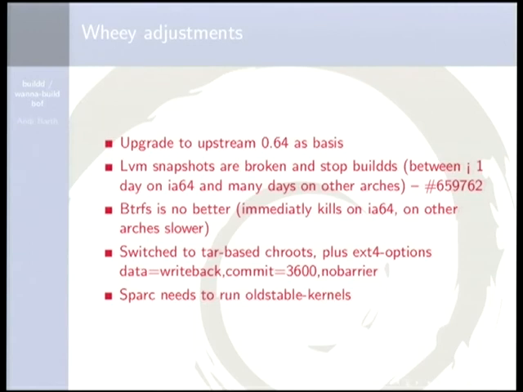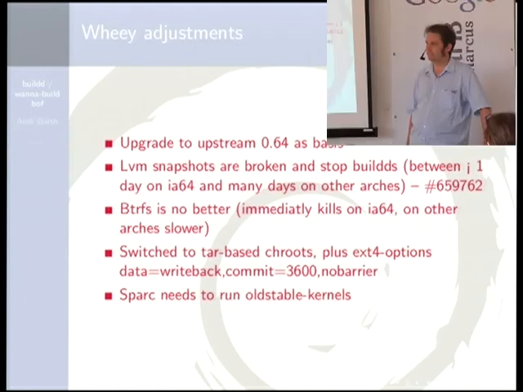We needed to do some adjustments there. Then we noticed that LVM snapshots are now broken in VC. This is a bug report, and it is not a Debian-specific feature. If you search around in the archive or in the bug reports, you will see that there are reports from Fedora, Red Hat, SUSE, and so on. So, just as an interesting point, LVM snapshots sometimes are broken.